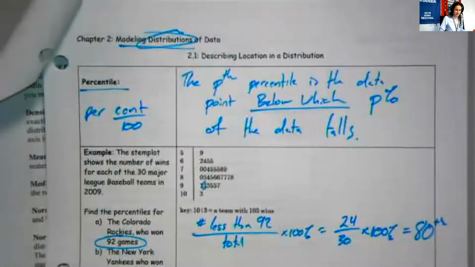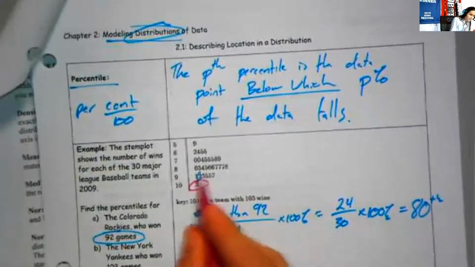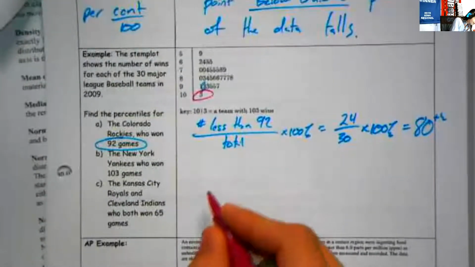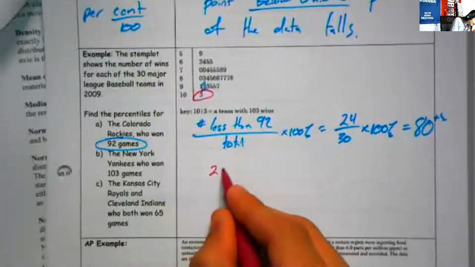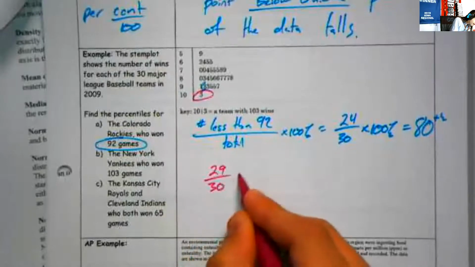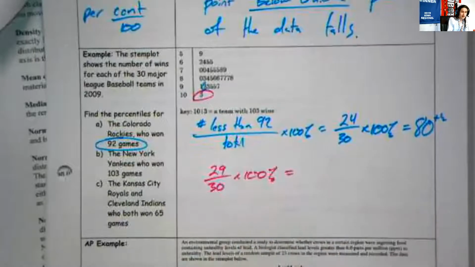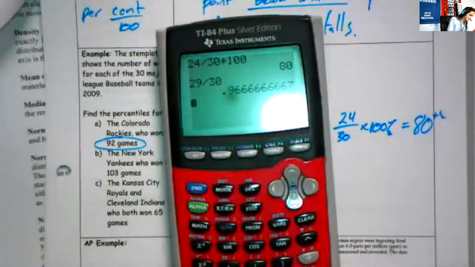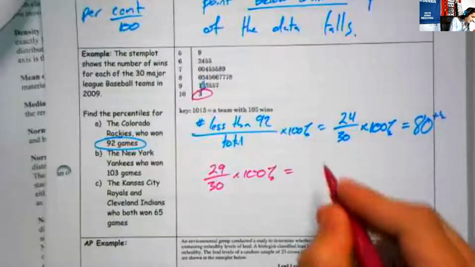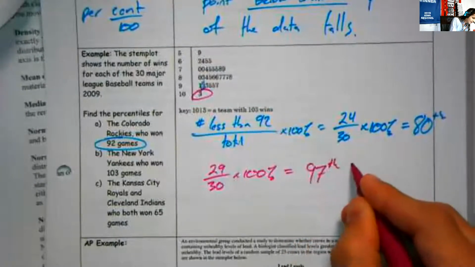Okay, so I should probably change this, but I'm not going to. The New York Yankees won 103 games, you'll notice 103 is the largest number on there, so that's going to be the number less than 103. That'll be 29 out of 30 times 100%, equals, well, it's not the 100th percentile. 29 divided by 30 times 100, we'll round and call it the 97th percentile.